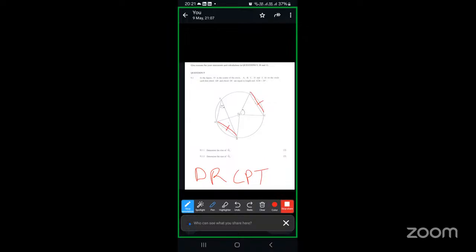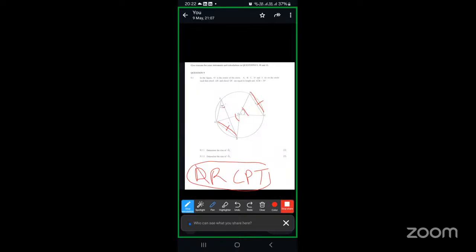There's that theorem that says equal chords subtend equal angles. So you already have some clue of how we're going to do this. Do you guys remember that theorem? Yes, sir. Okay, good. Then they're saying equal in length, and the angle AEB is that angle right there. Okay, fine. Then we can go to our DRCPT, check if there's a diameter. There's no diameter.